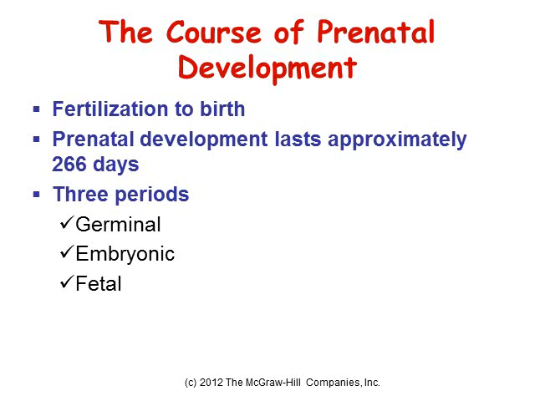Prenatal development, basically the prenatal period lasts from fertilization, when the egg is fertilized, all the way until birth. And that period lasts approximately 266 days. And within that period, you have three different periods in the prenatal period. That's the germinal period, the embryonic period, and the fetal period.